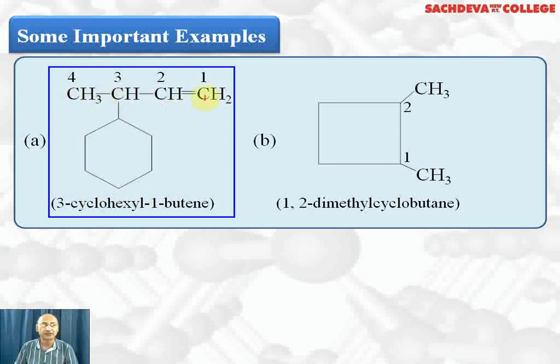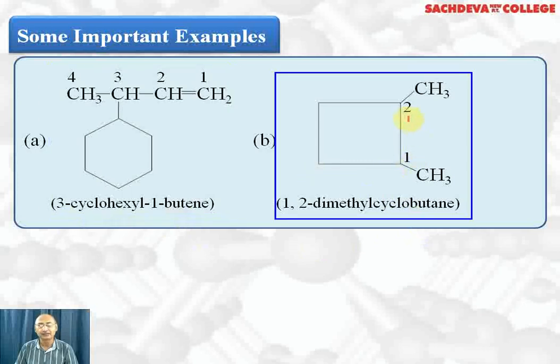Here we have double bonds, so counting will start from this carbon: 1, 2, 3, 4. And to the third carbon atom, this group is attached, which will be called cyclohexyl. So we have 3-cyclohexyl-1-butene. 1-butene because the total carbon atoms in the parent chain are 4 and there is a double bond after the first carbon atom, so we call it 1-butene. 3-cyclohexyl because with the third carbon atom the cyclohexyl group is attached.